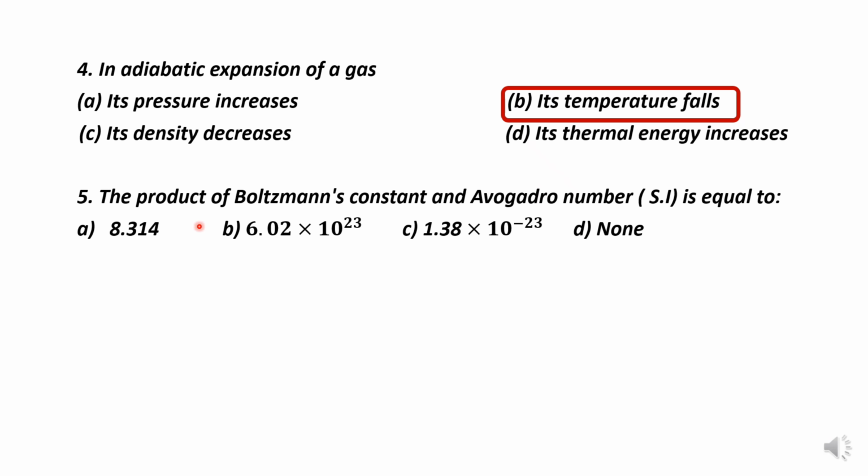MCQ number 5. The product of Boltzmann constant and Avogadro number is equal to, in System International. So here the correct option is option A. Here Na is the Avogadro number and k is the Boltzmann constant. When these two numbers are multiplied, they are equal to the gas constant, which is R, 8.314.